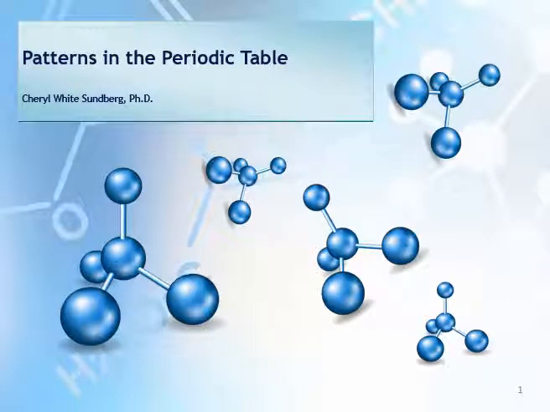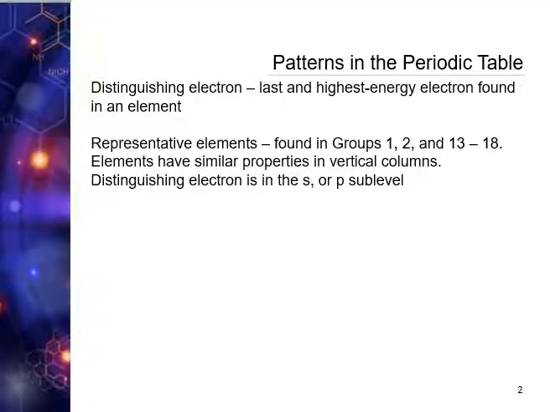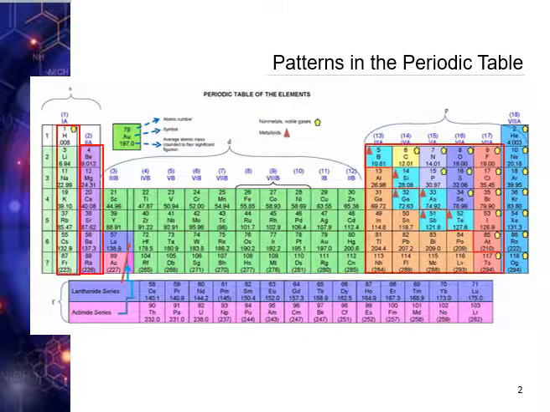Patterns in the periodic table. Distinguishing electron: the last and highest energy electron found in an element. Representative elements are found in groups 1, 2, and 13 through 18. Elements have similar properties in vertical columns. The distinguishing electrons in these groups are in the S or the P sublevel.